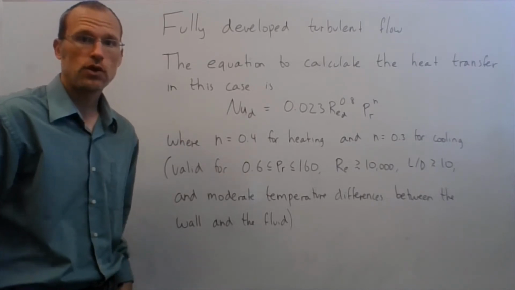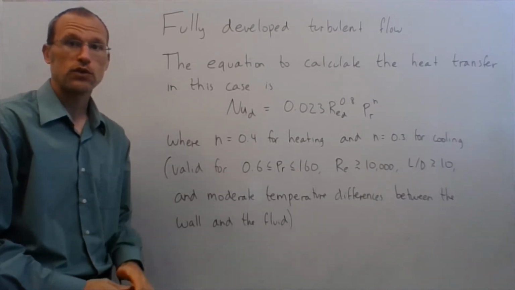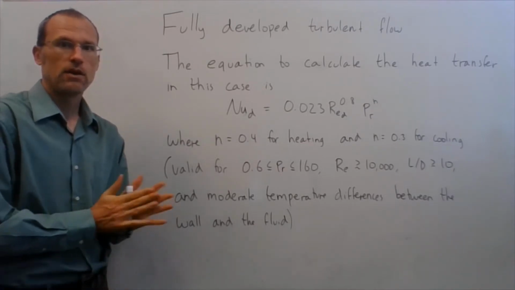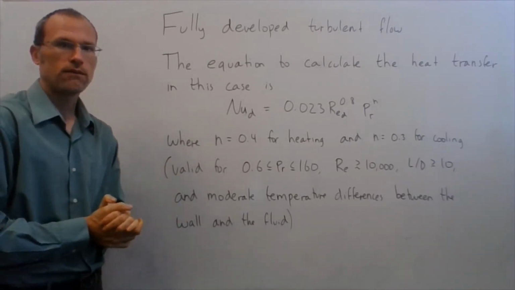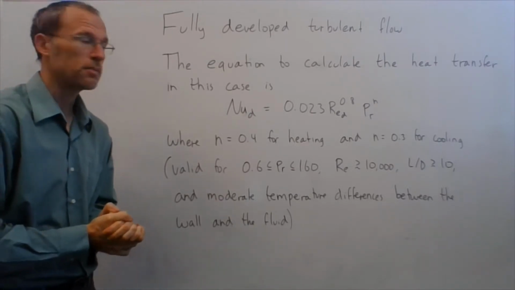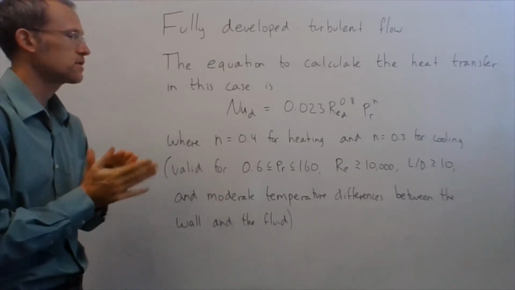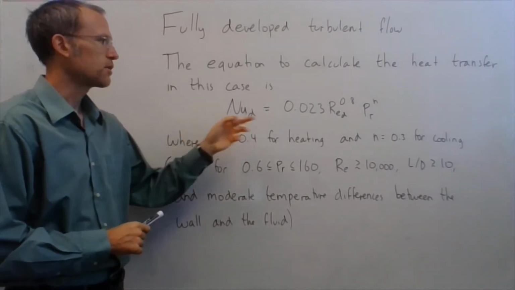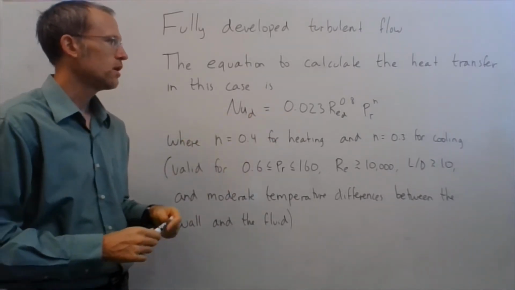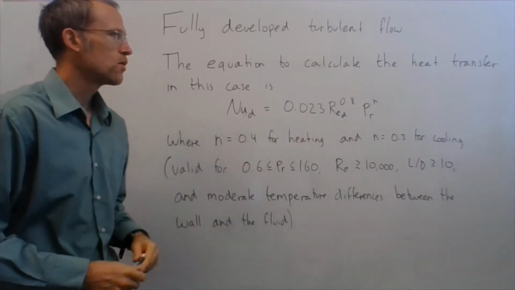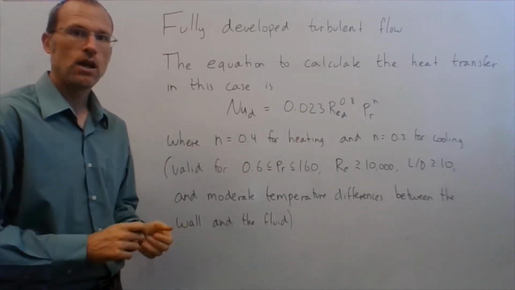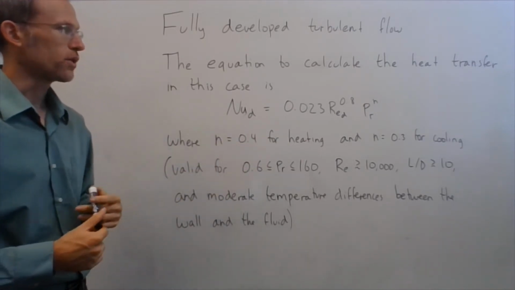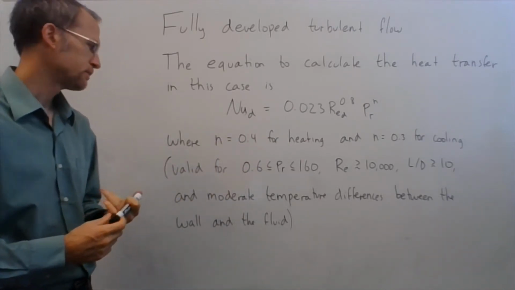Another really common flow condition is that the flow is fully turbulent, so as opposed to being laminar, I now have turbulent, fully developed flow through my pipe. The equation in this case again comes from experimental values. Nusselt number, based on diameter, is 0.023, Reynolds number to the 0.8 power, Prandtl number to the power n, where n is either 0.4 if the fluid is being heated up, or 0.3 if the fluid is being cooled down.